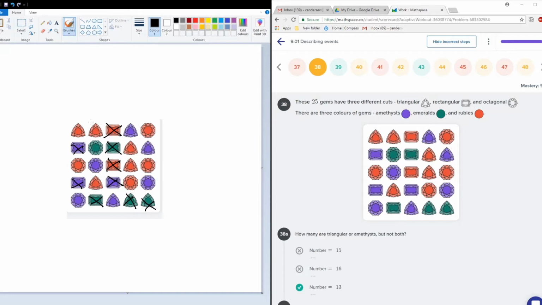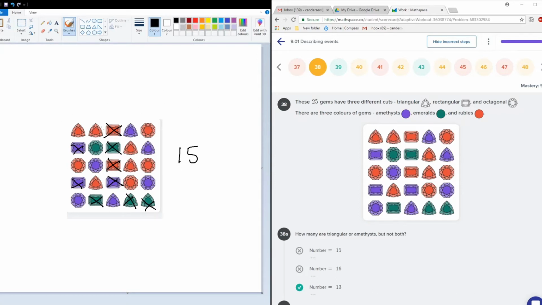So now there is just 1, 2, 3, 4. So there is 15 gems that are neither emerald nor rectangular. They're not emeralds and they're not rectangles. So this is how to approach a question like this.